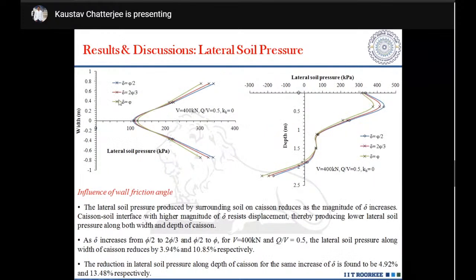Similarly, for different delta values, that is 5 by 2, 5 by 3, and delta equal to 5, it is observed that as the wall friction angle is increased, the lateral soil pressure produced by the surrounding soil on the caisson reduces. This is because the caisson-soil interface with a higher magnitude of delta will resist the displacement, thereby producing lower lateral soil pressure along the width and the depth of the caisson. As delta increases from 5 by 2 to 5, the lateral soil pressure along the depth of the caisson reduces by around 10.85%, and along the width it is around 13.48%. So both of them will decrease as my delta value increases.